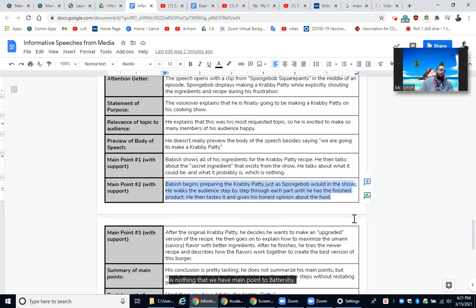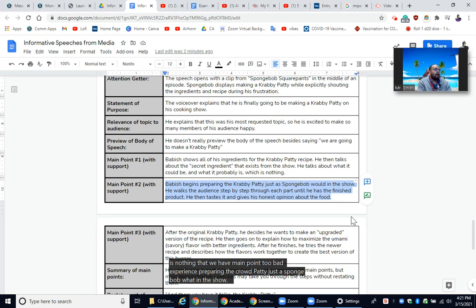Babish begins preparing the Krabby Patty just as SpongeBob would in the show. He walks the audience step by step through each part until he has the finished product. He then tastes it and gives his honest opinion about the food. He likes it, but he thinks it could be better, which takes us to part 3.